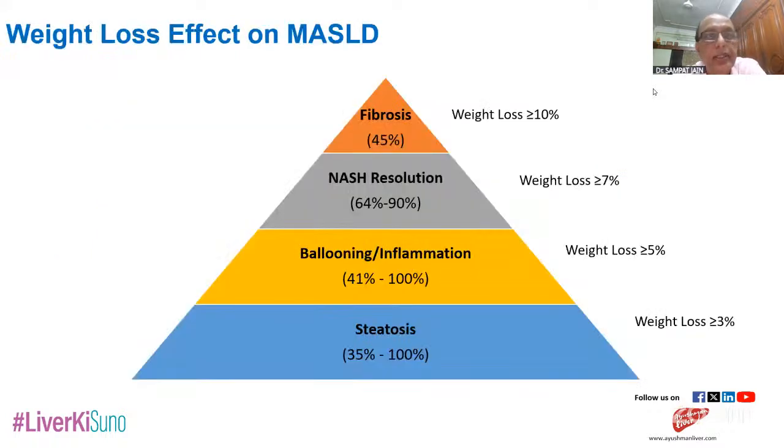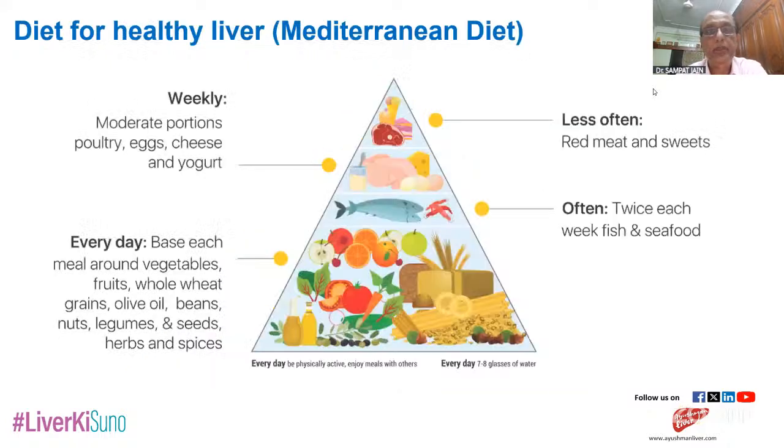So here is the chart of weight loss effect on MASLD. If you have a weight loss of more than 3%, steatosis is decreased by 35 to 100%. Weight loss of more than 5% has a beneficial effect on inflammation and ballooning, 41 to 100%. Weight loss of more than 7% gives NASH resolution, 65 to 90%. And weight loss of more than 10% can reduce the fibrosis to an extent of 45%. So there is a great advantage of losing weight.